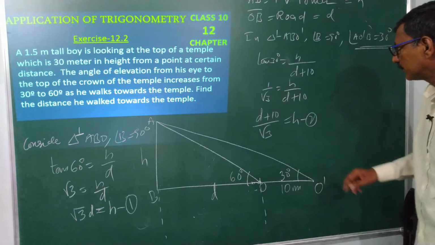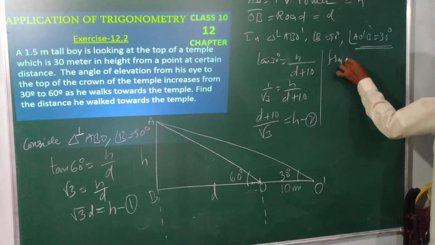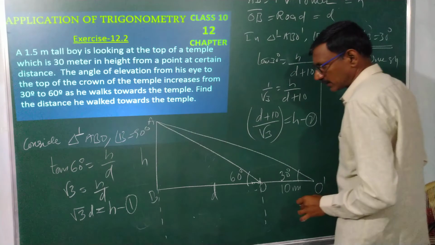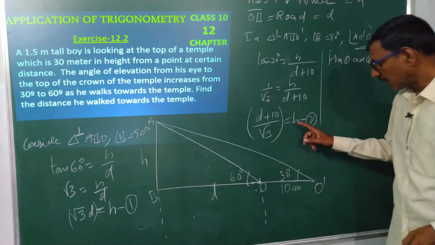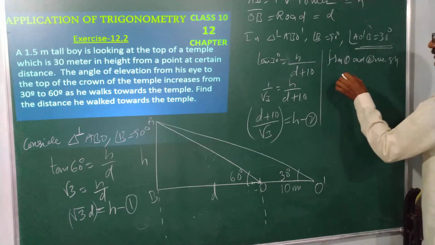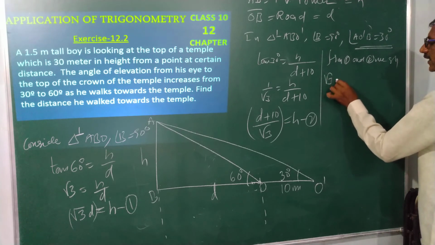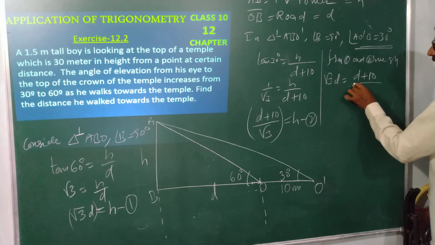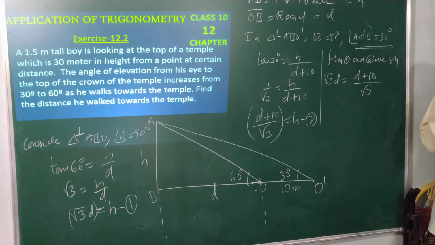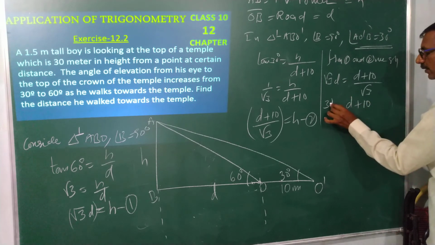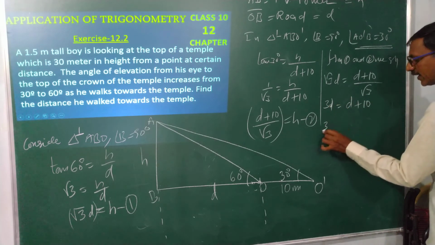Therefore, from 1 and 2 we get this part is equal to this part, because here h and here h are equal. Therefore both LHS are equal. Root 3 d is equal to d plus 10 by root 3. By cross multiplication we get root 3 into root 3 d, that is 3d, is equal to d plus 10.